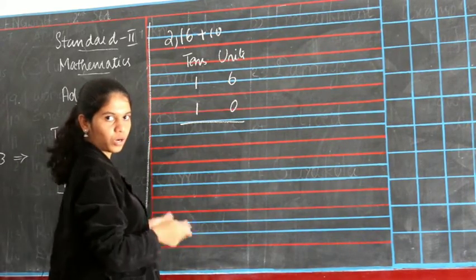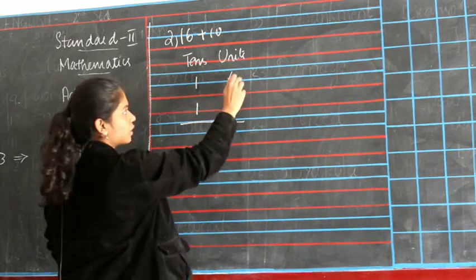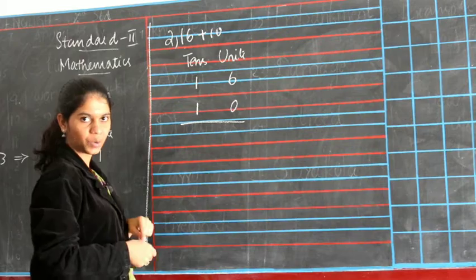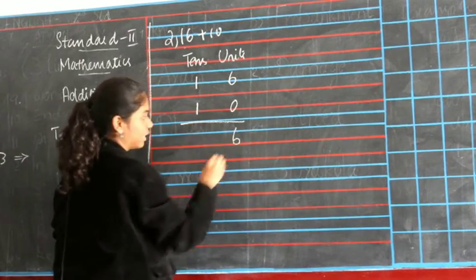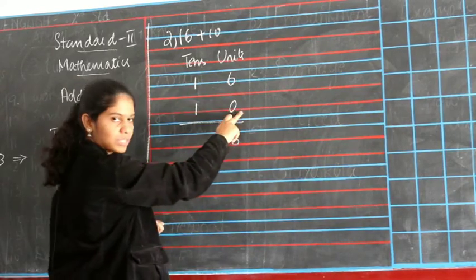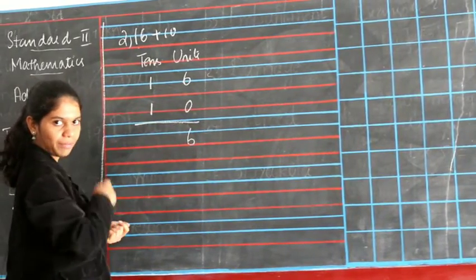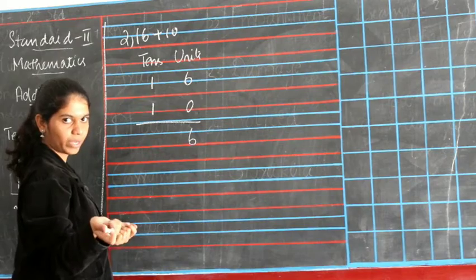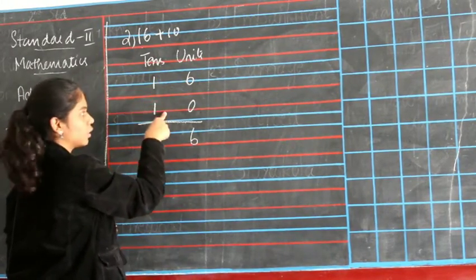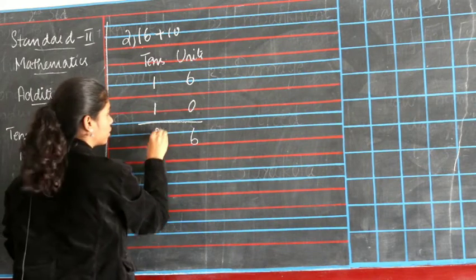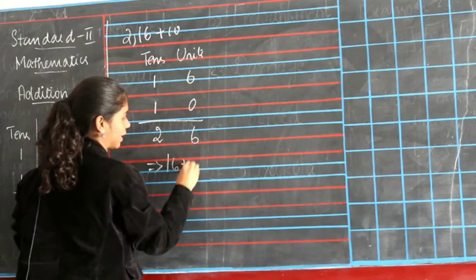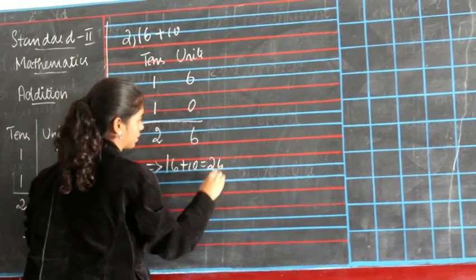Okay. So now what should you do? You should add numbers in the unit place. So 6 here and 0 here. 6 plus 0 is 6. Any number added with 0 is the same number. So 6 added with 0 will give you 6. 5 added with 0 will give you 5. Okay. Now in the tens place, here you have 1 and here you have 1. 1 plus 1 is 2. So the answer is 16 plus 10 is equal to 26.